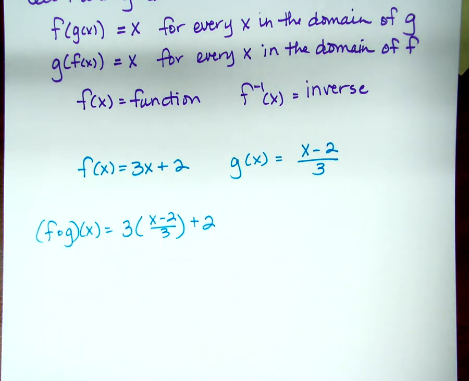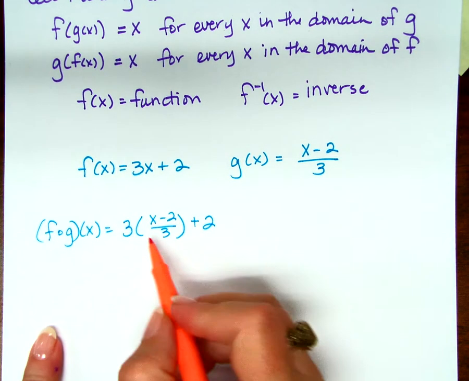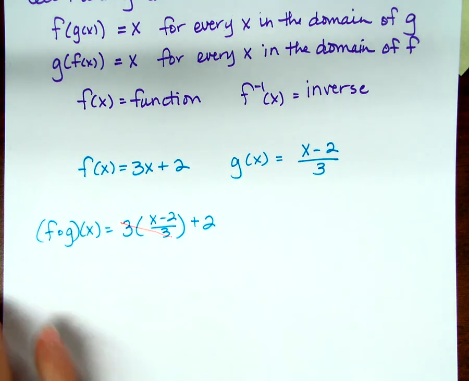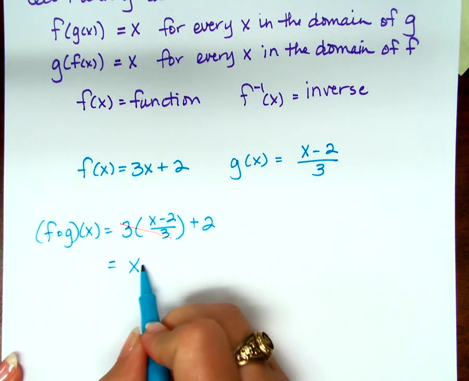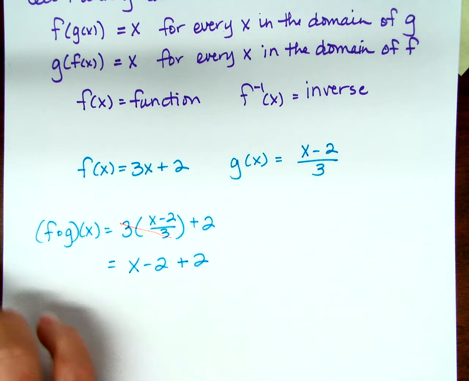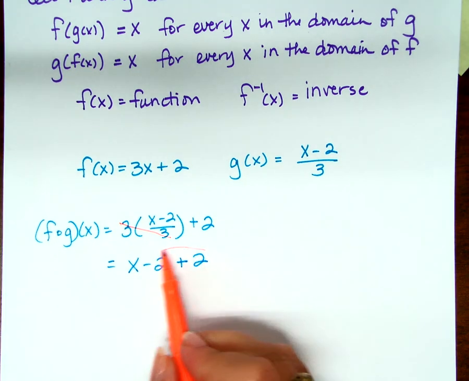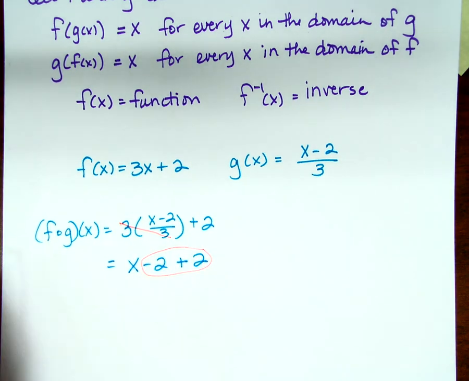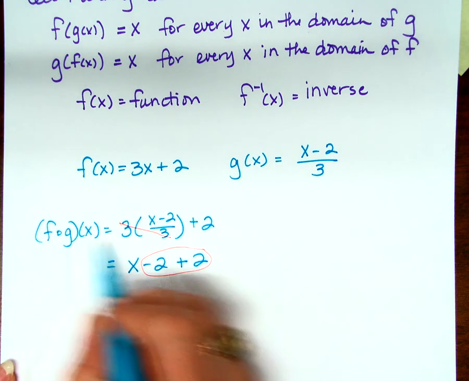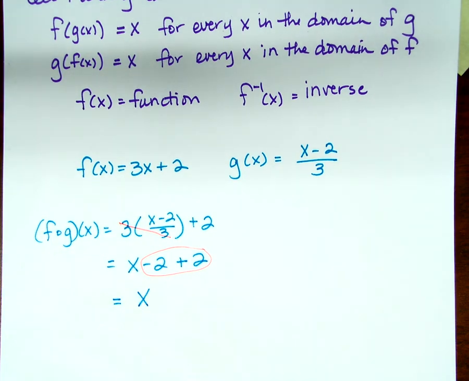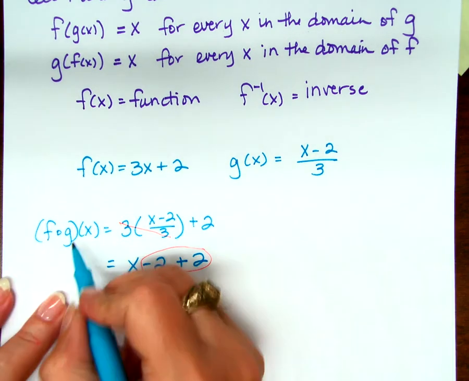So what happens first? What happens with my 3's? Yeah, that simplifies to 1, right? So I just have x minus 2 plus 2. And what happens here? That's 0. So f of g of x equals x. Is it good enough to just say f of g is x, so they are inverses? To verify, I have to do both, don't I? Okay. I did f of g and I got x.